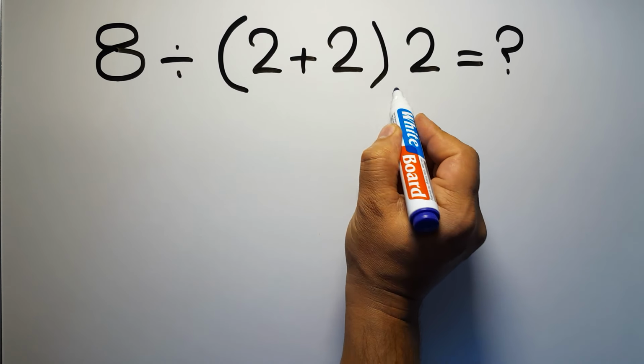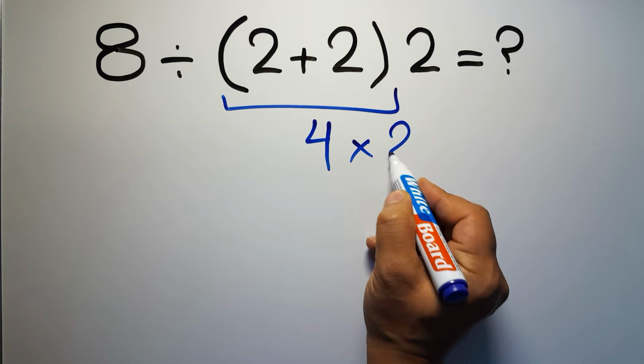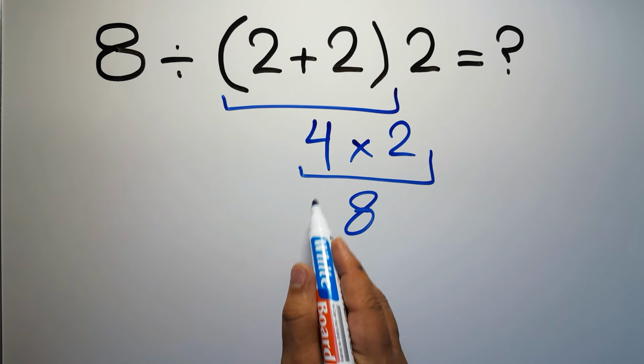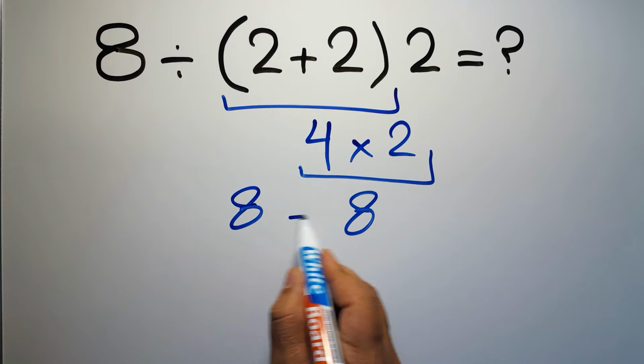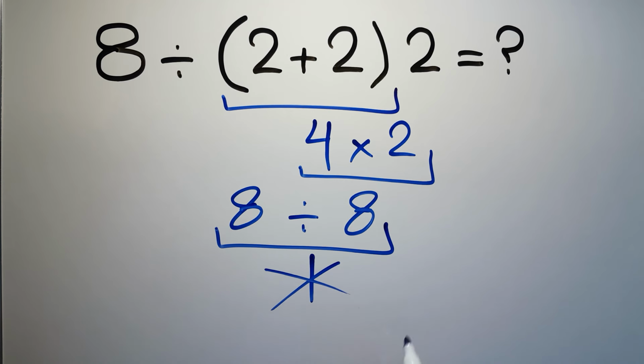2 plus 2 gives us 4. And 4 times 2 equals 8. So 8 divided by 8 is just 1. But this answer is not correct.